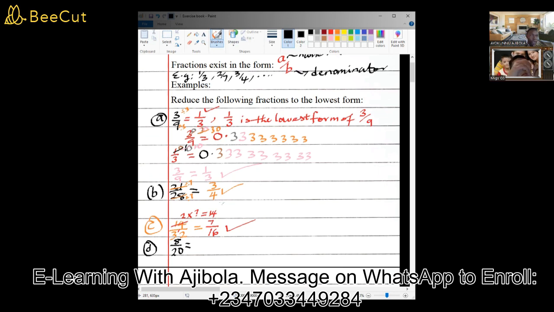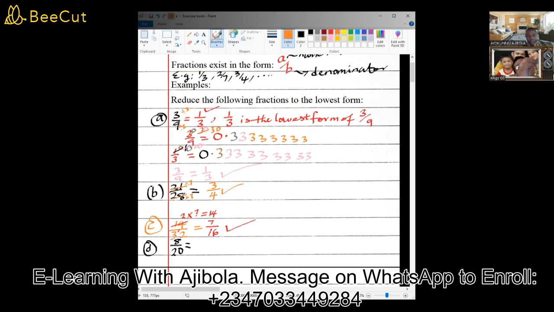So what number can I use to divide 8, and the same number will divide 20? If I use 8 to divide 8, it gives me 1. But 8 cannot divide 20. Is that clear? So I have to look for a number that can divide. Okay, I can use 2.